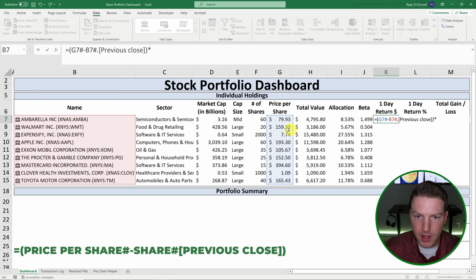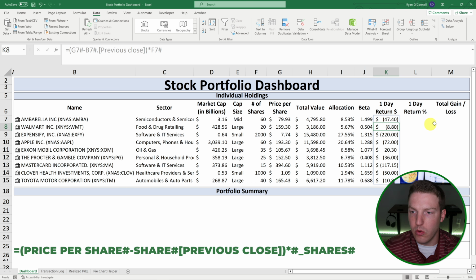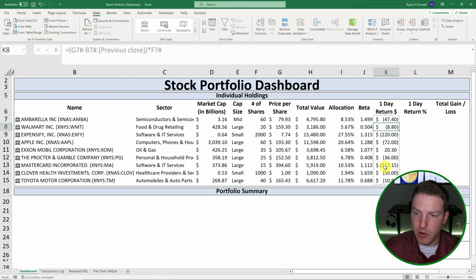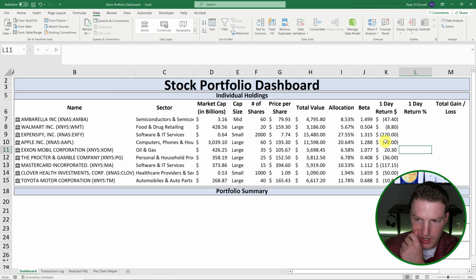And now if we multiply that by the number of shares we own, that will give us the total one-day return in dollar form. And we can see we've not done very well today. We've lost money on most of these stocks based on the parentheses that you can see there.